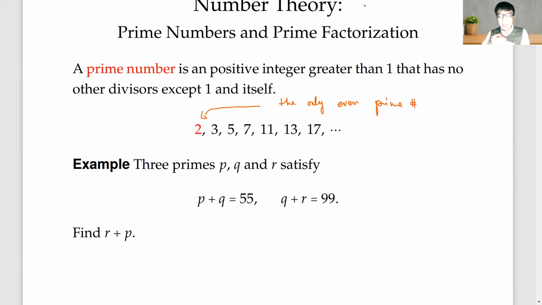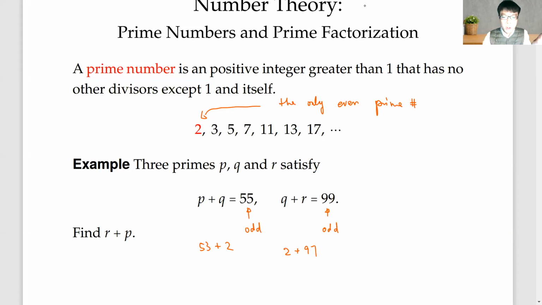Right. So here, the point is to check the parity. If they are all odd primes, the sum will be even. But here, we have both sums odd. 55 odd, 99 odd. So there must be one prime number in each equation that is 2. So 55 should be equal to 2 plus 53. 99 must be 97 plus 2. We must have 2 there, so we can figure out the other number.